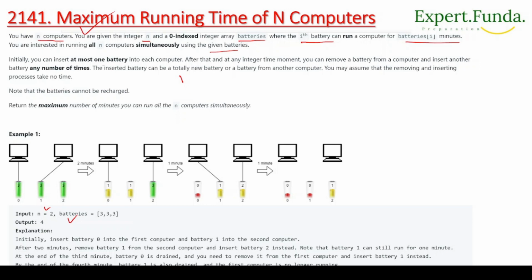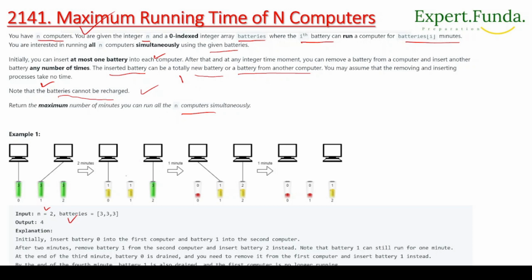Initially you can insert at most one battery in each computer, one battery in each computer. After that, at any integer time moment, you can remove a battery from a computer and insert another battery, any number of times. The inserted battery can be a totally new one, or a battery from another computer. You may assume that the removing and inserting process will not take any time, and note the batteries cannot be recharged. Return the maximum number of minutes you can run all the n computers simultaneously.